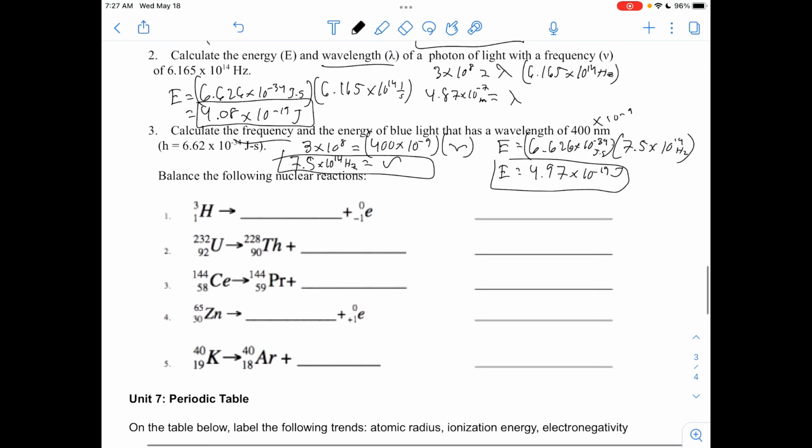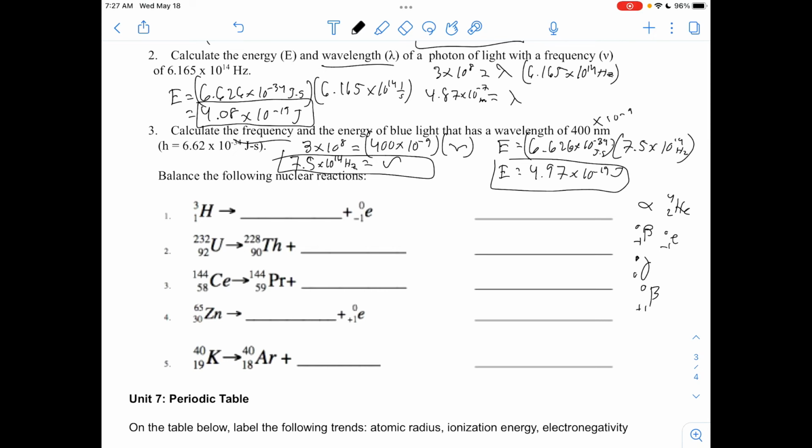Okay, next we're going to be balancing these nuclear reactions. Remember that the options are, we have alpha, which is actually a helium particle. We got beta, which is actually an electron. We have gamma, which is massless. And then sometimes we also have a positron.